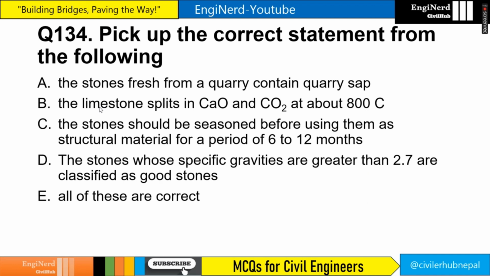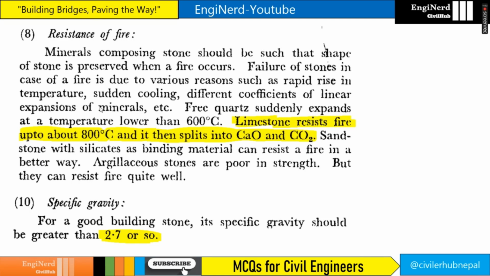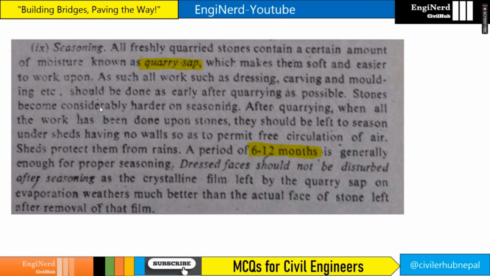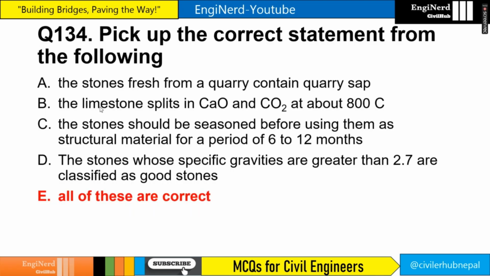Pick the correct statement from the following: the stone fresh from a quarry contains quarry sap. This is correct. And then limestone splits into CaO and CO2 as discussed previously. This is also correct. And the stones should be seasoned before using them as structural material for a period of 6 to 12 months. This is also correct. And specific gravity should be greater than 2.7 for good stone. It is also correct. So our answer will be here, all of the above. You can see here and here. The period of 6 to 12 months is generally used for proper seasoning, right? So this is the answer.